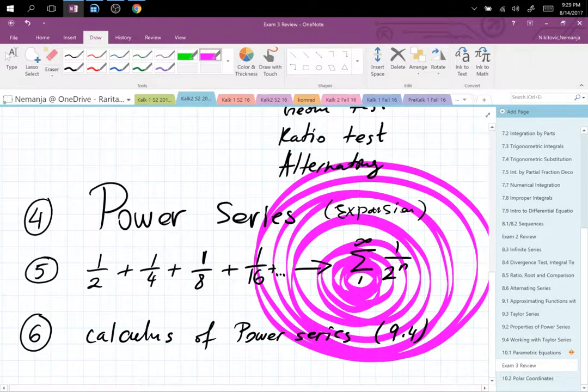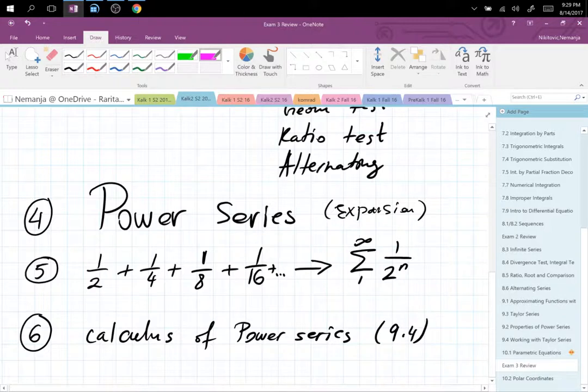n has to be greater than or equal to 1. The base, it has to start at 0, not at 1. It has to start at 0. So you have to shift the counter, and then you will get that A is 1/2, R is 1/2, and then you will get the answer.